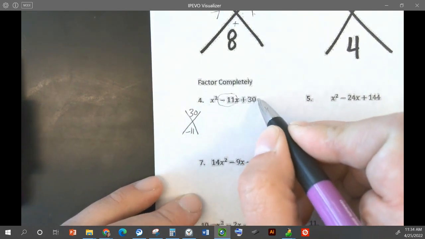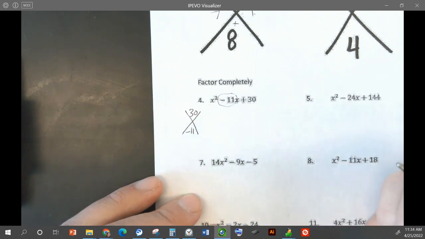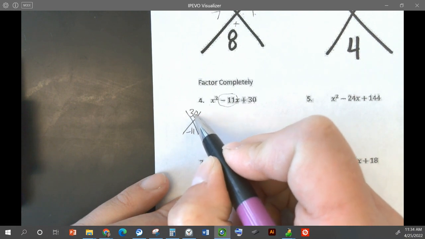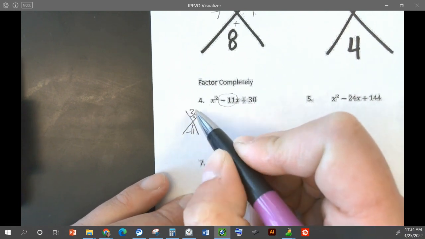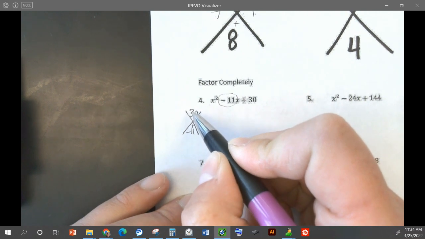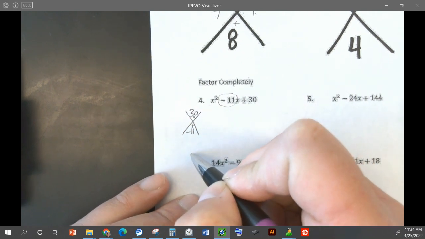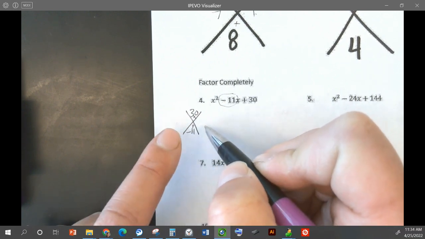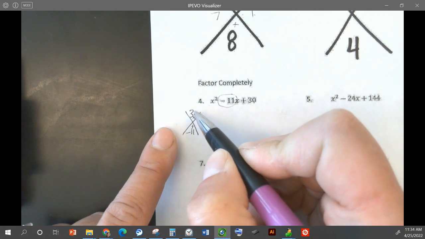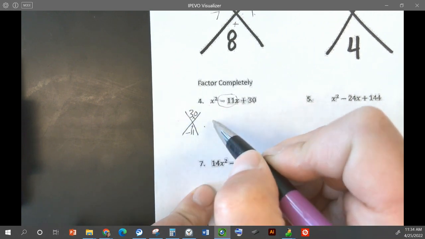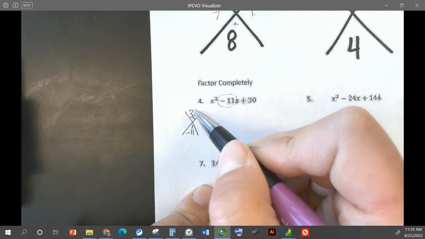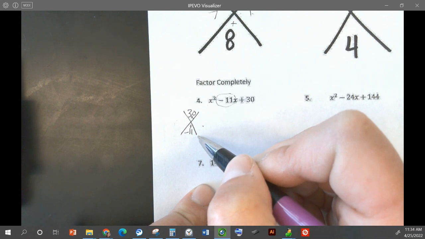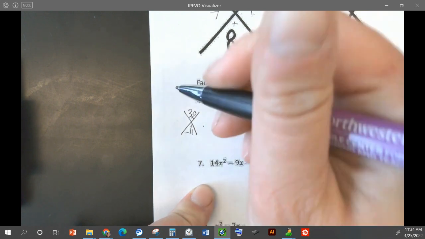So a times c, 1 times 30 is 30. So now we need factors that multiply to give us 30 and add to give us negative 11. If the number on the top is positive and the number on the bottom is negative, that means we need two numbers that are negative, because a negative times a negative will give us a positive number. So we're looking for two negative numbers that multiply to give us 30, but when we add them, we get negative 11.